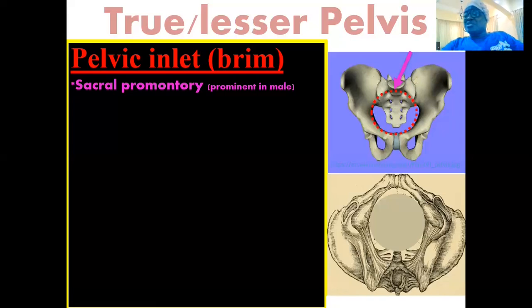Then if you go more laterally, the next structure that is seen to form the alignment along the pelvic brim, that is the circumference of the pelvic brim.